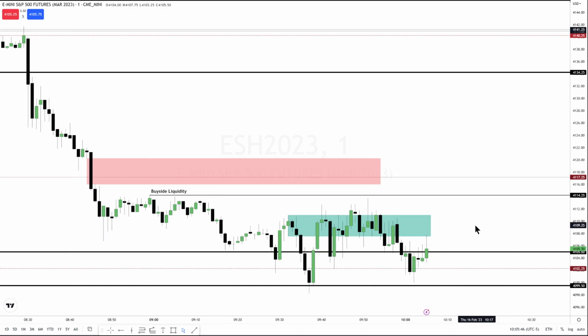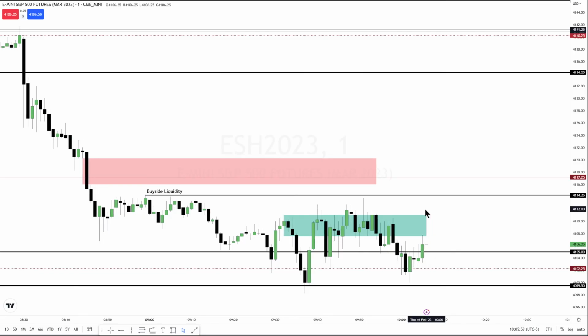So here we are, meandering around. We went back up and touched that breaker. I want to see it erode all the way through this and get back on the upside of it. Not because I want to be right. Not because I want to take a trade. I want to see it move away from the consequent encroachment of the new week opening gap.